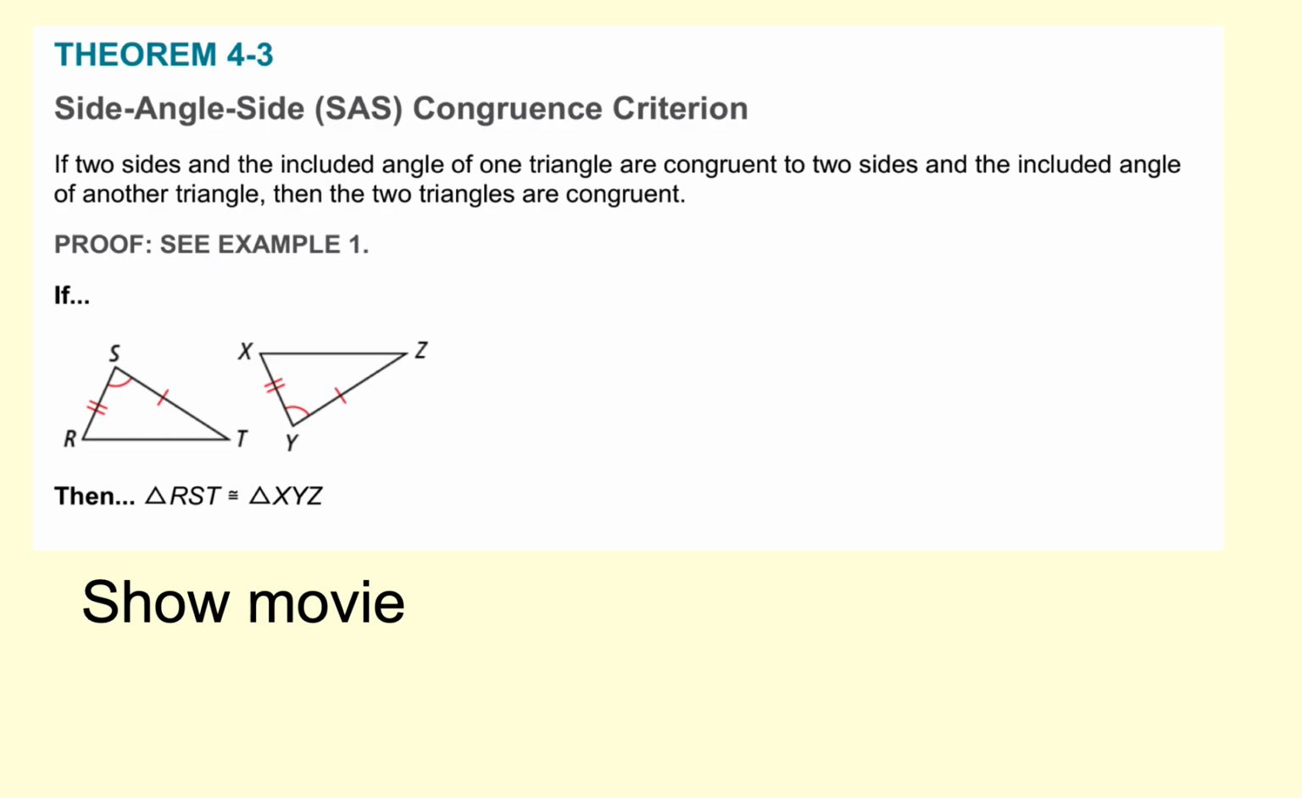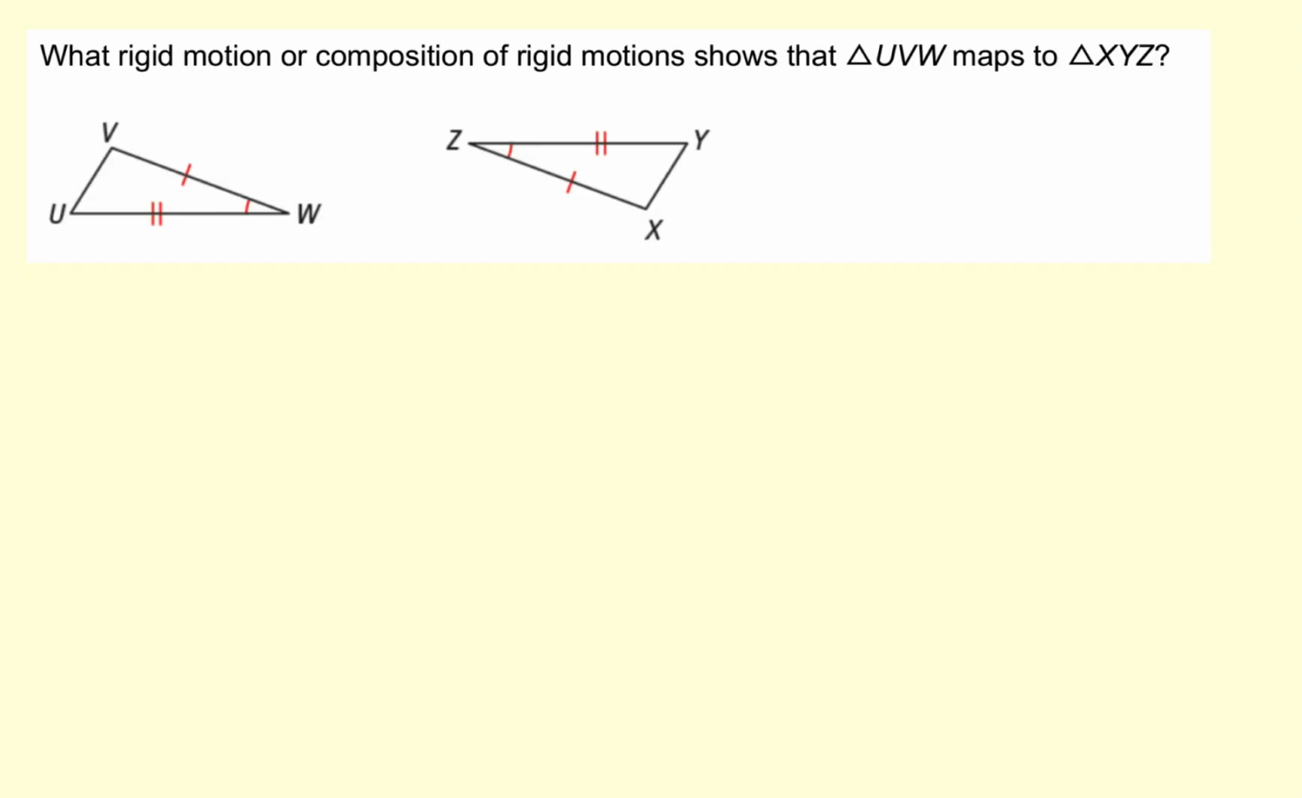All right, so let's take a look at this situation. We have 2 sides and an included angle, 2 sides and an included angle. Can we have rigid motion to map this onto the other? Let's take a look. Let's first take W, and we want W to match onto Z. So we want to imagine a translation going over here.